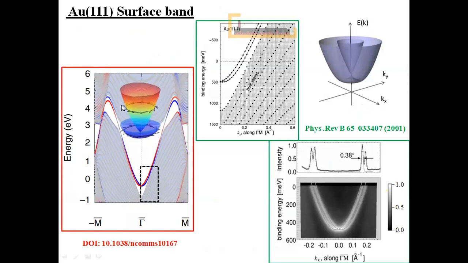So if we zoom on this part, you can see the structure more clearly. So this is the momentum, this is again binding energy. So these are the bulk states, and these are the surface states, the two-dimensional states. These are three-dimensional states, these are two-dimensional states. And there is a clear energy gap between these two states. And this is called the Rashba splitting.